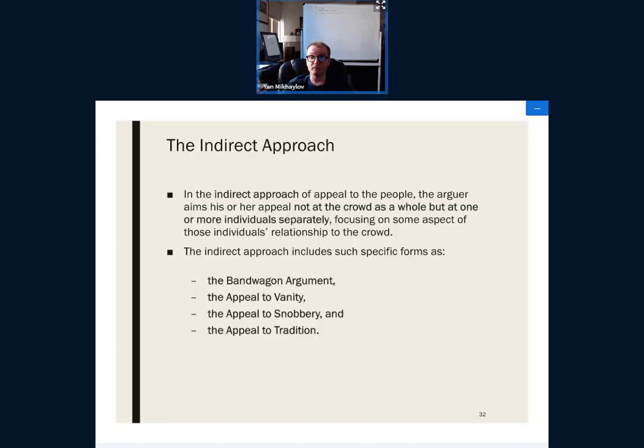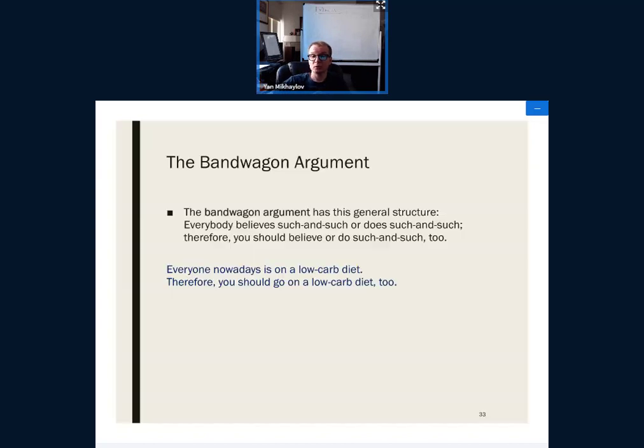Indirect approach, that has several varieties. Again, we are talking about appeal to the people, indirect approach. In this case, instead of addressing the whole group, you address individuals. You may even address a lot of individuals, but not as a group. There are several varieties: bandwagon argument, appeal to vanity, appeal to snobbery, and appeal to tradition. Those are the ones we will cover. So let's look at them one by one. Bandwagon, that's a very common, typical fallacy. I'm sure you all have encountered it.